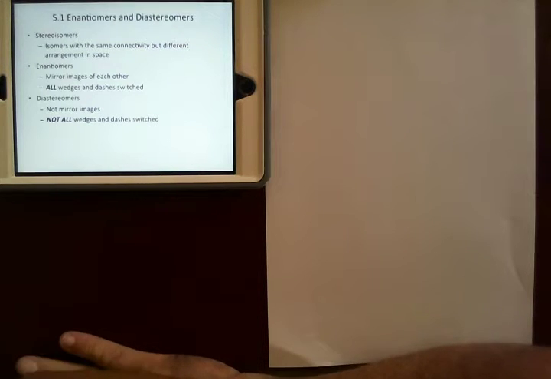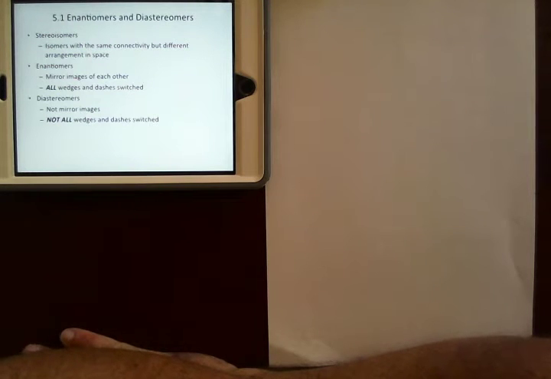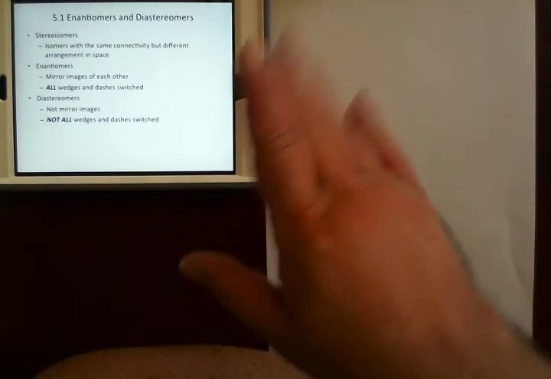Now, in practical terms, what usually happens with enantiomers is that you've switched all of the wedges and dashes for each other. What used to be a wedge now becomes a dash, and what was a dash now becomes a wedge. If you do that for all of them in the molecule, the relationship between the two is enantiomers. If you've not switched them all, say there are five wedges and you switch four of them to dashes, then the relationship between those two molecules is diastereomers. We'll talk about this more in a minute.